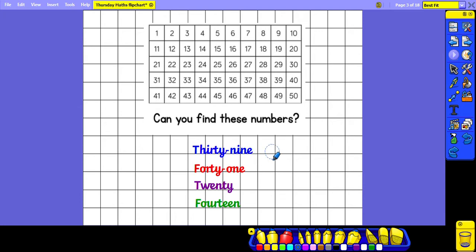We represent 39 as a 3 and a 9. And then we've got 41, which we represent as a 4 and a 1. And then we've got 20, which is a 2 and a 0. And last of all, 14, which is a 1 and a 4.